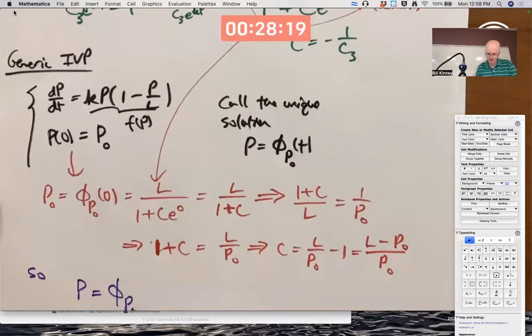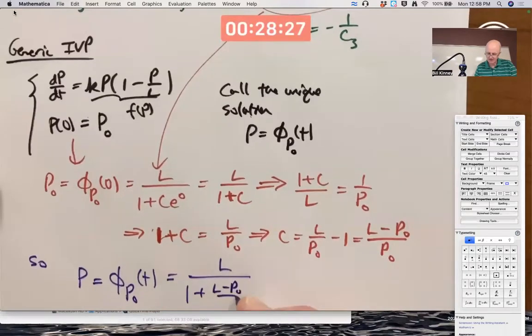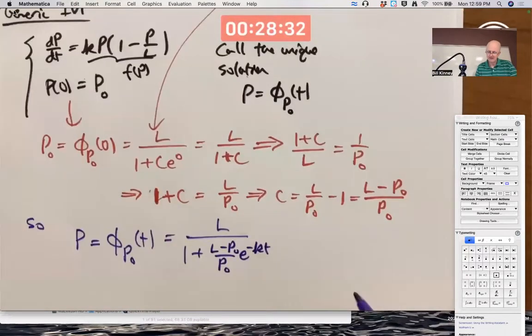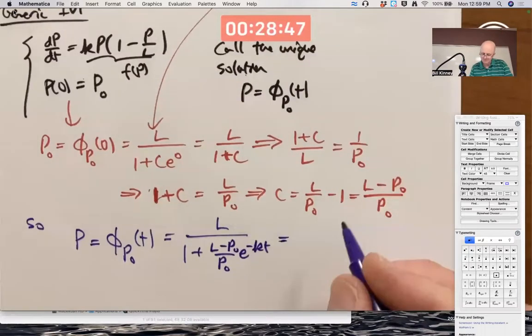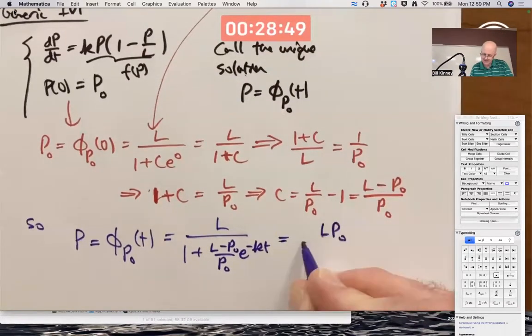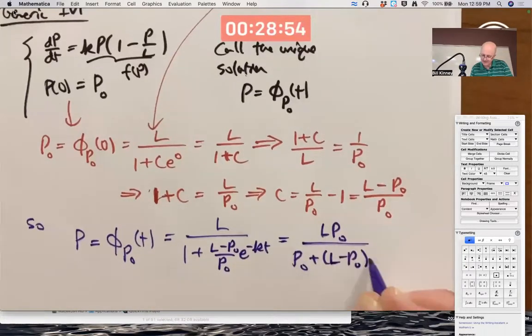So the solution function can be written like this. Replace C with L minus P naught over P naught. That's okay, although it still misses the equilibrium solution at 0. If, however, you decide to multiply the top and the bottom of this fraction by P naught, something magical happens. All of a sudden, you get a formula that works no matter what P naught is, even if it's 0.